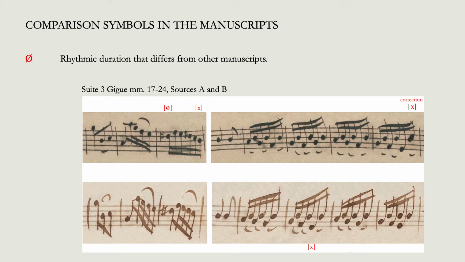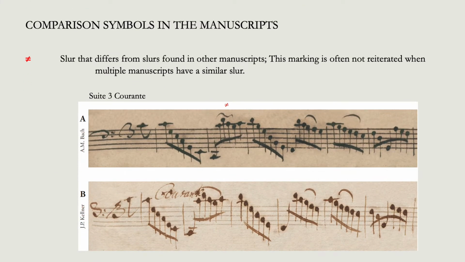Then there is a rhythmic duration symbol, the null sign. In this example, some people play 6 16th notes, as seen in source A, but all other sources have an 8th note and 4 16th notes. Therefore, the version in source A is very likely an error.